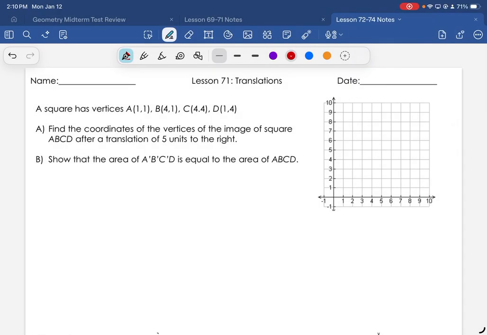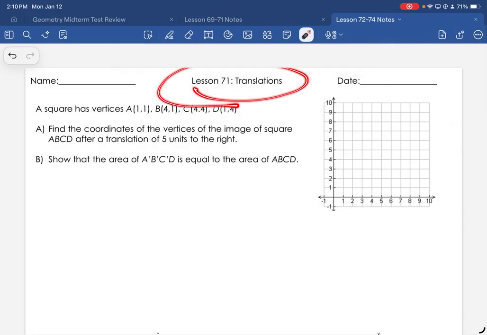Okay, this is lesson 71, translations. Remember, that is a form of transformations, such as reflection, rotation, and here we have translations. So remember, reflections were the flips, rotations were the turns, and what were the translations?